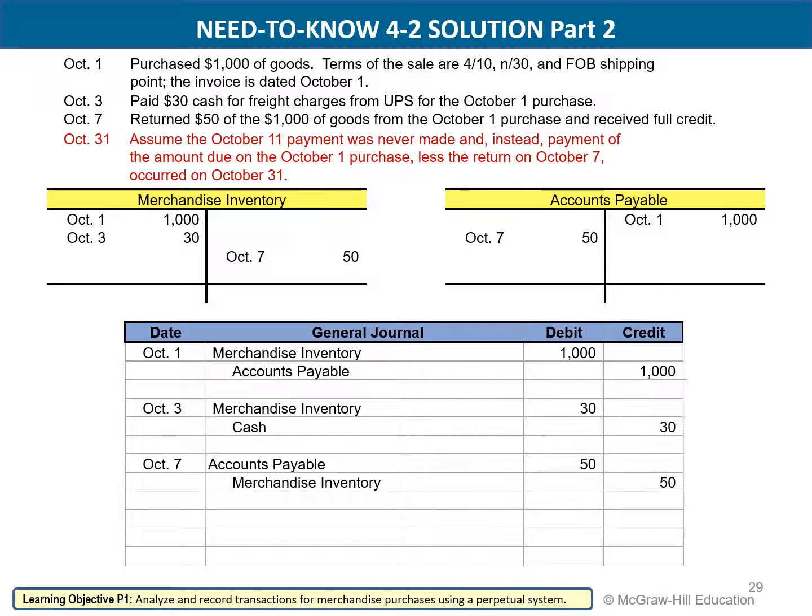All right, so then same problem here, but they're saying to assume the October 11th payment was never made, and instead the payment occurred on October 31st. Then our entry would be for the full amount, right, of what's left in our accounts payable. So we had $1,000 less a debit of 50. So we're going to debit accounts payable for $950 and credit cash for $950. Okay?